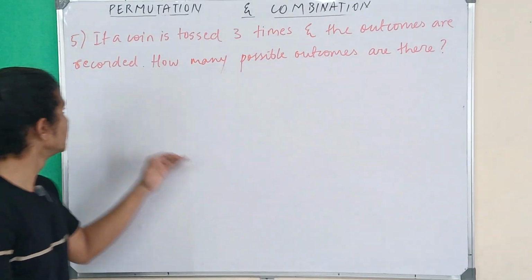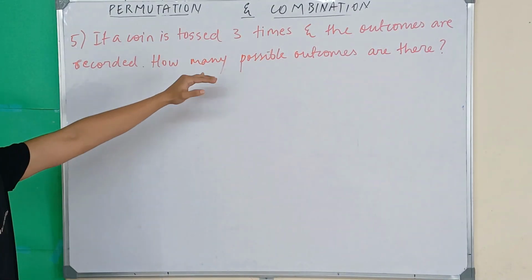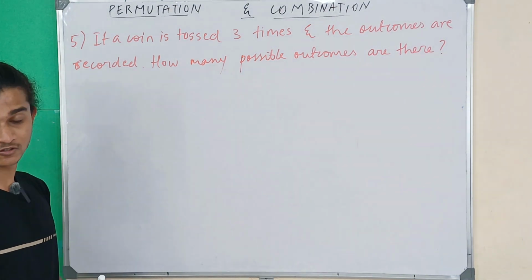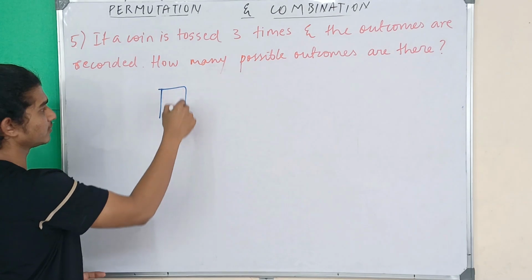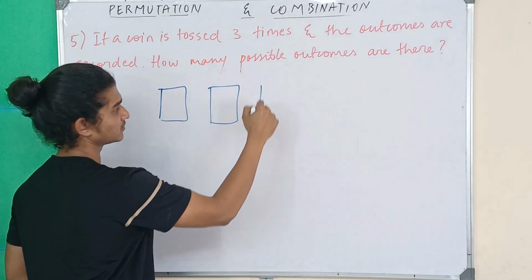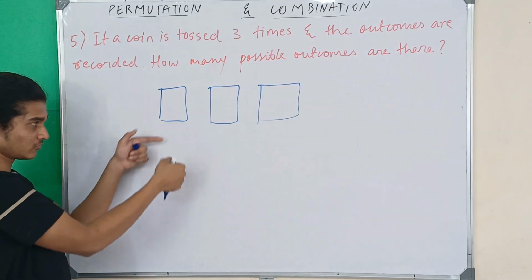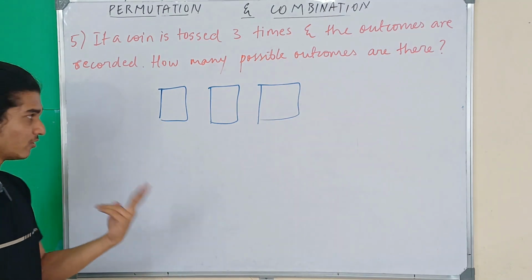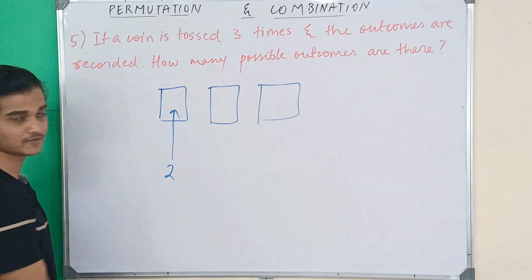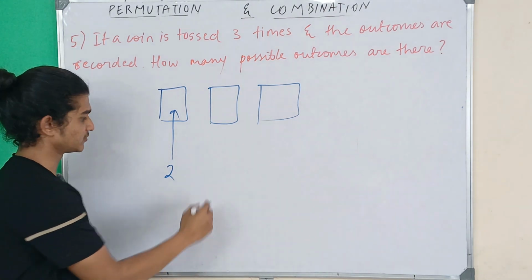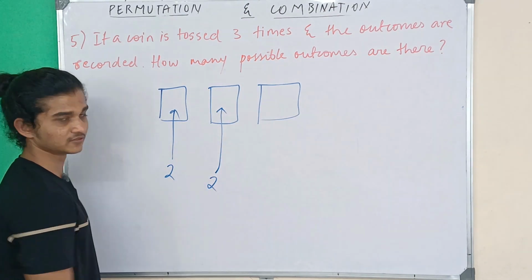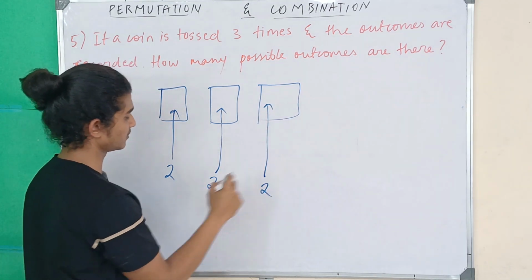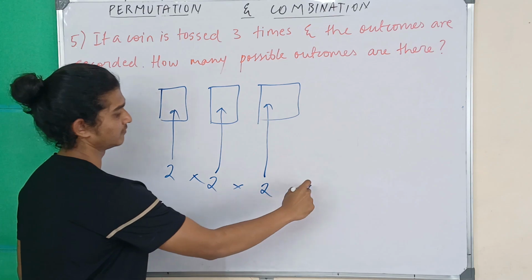The next one is: if a coin is tossed 3 times and the outcomes are recorded, how many possible outcomes are there? If you toss the coin, how many possibilities do you have? For the first coin you have 2 possibilities, either head or tail. For the second coin, how many possibilities do you have? Same, head and tail, so 2 possibilities. For the third coin, same, head and tail, 2 possibilities. So multiply all the possibilities, which is 8.